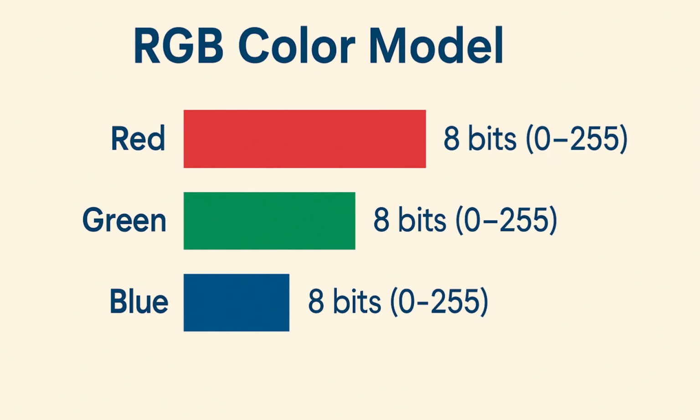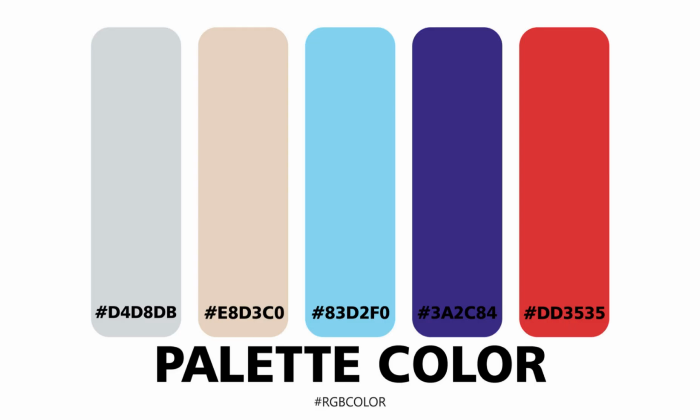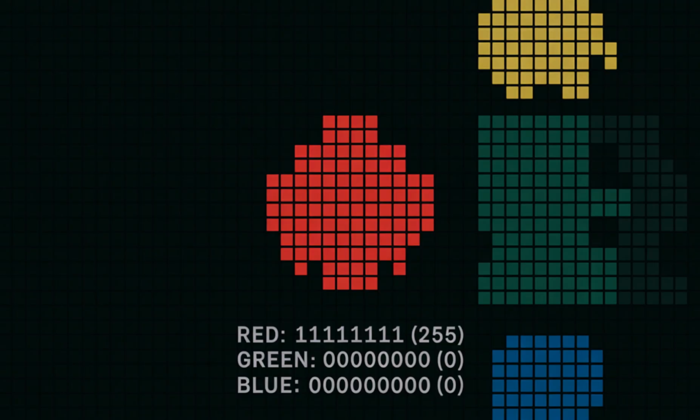We use 8 bits, 1 byte, for each color component. That gives us 8 bits for red intensity, 0 to 255, 8 bits for green intensity, 0 to 255, and 8 bits for blue intensity, 0 to 255. This gives us 24 bits per pixel, allowing for about 16.7 million possible colors, 2 to the power of 24.